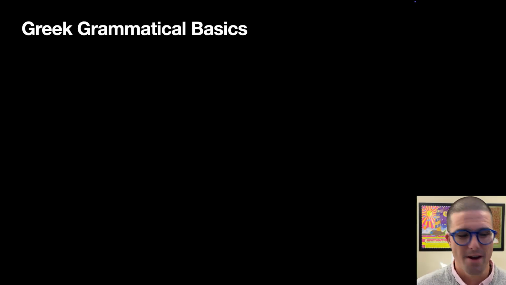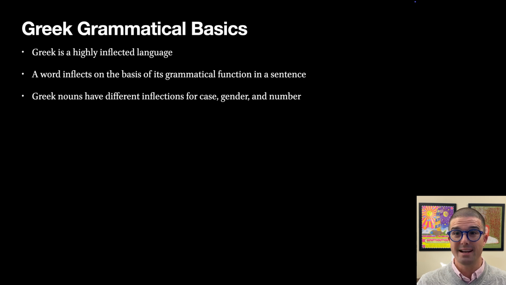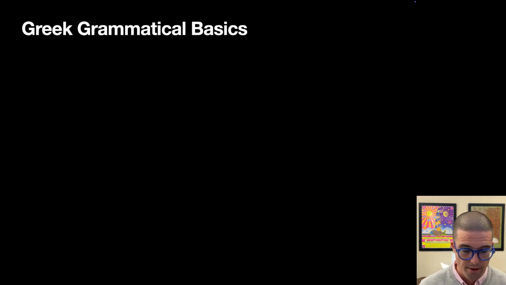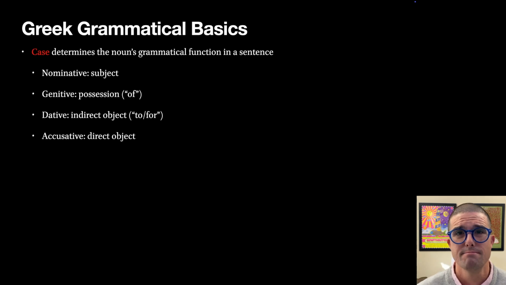Let's move over from grammatical basics of English to Greek grammatical basics. So Greek, a highly inflected language, as you've heard and as you know, words change based on their function in a sentence and they embed information in the word itself. When it comes to Greek nouns, they're going to have different inflections, that is, look different. They're going to change for three different things: for their case, for their gender, and for their number. So let's talk about what those different things mean.